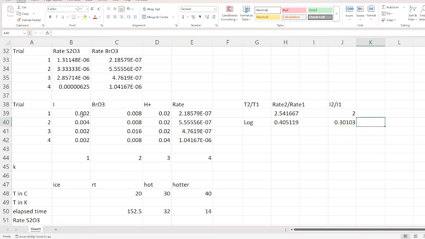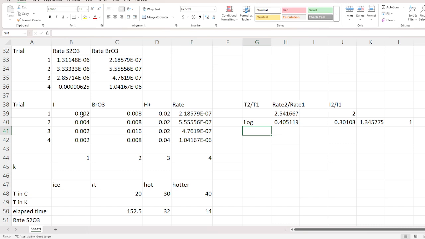Once again, it's still not a 1-to-1, but now we divide this guy by that guy. So the simple ratio, and we get something like 1.34, which rounds down to 1. So essentially, in this student's case, it's first order with respect to iodine or iodide. Now let's look at bromate.